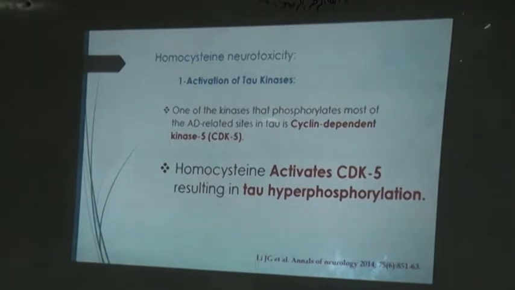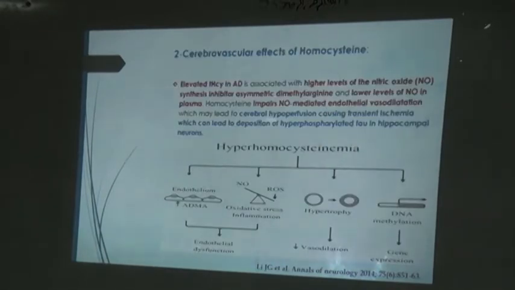What does homocysteine do? What's its role in neurotoxicity? It activates tau protein kinases. As we said, when we activate the tau protein kinase, it is responsible for hyperphosphorylation. Homocysteine activates one of the most important kinases, cyclin-dependent kinase 5, resulting in tau hyperphosphorylation. It also has cerebrovascular effects.